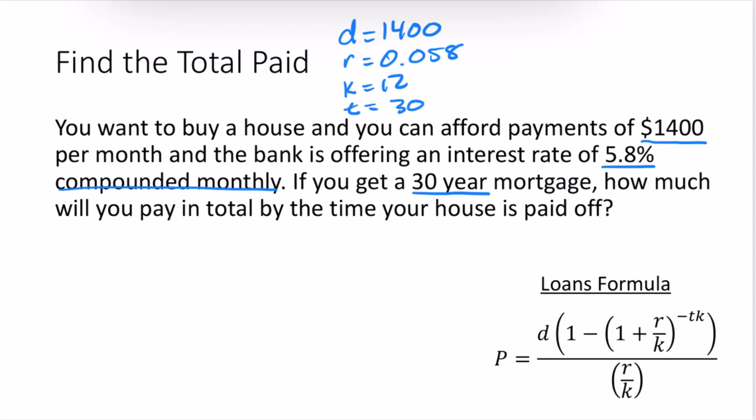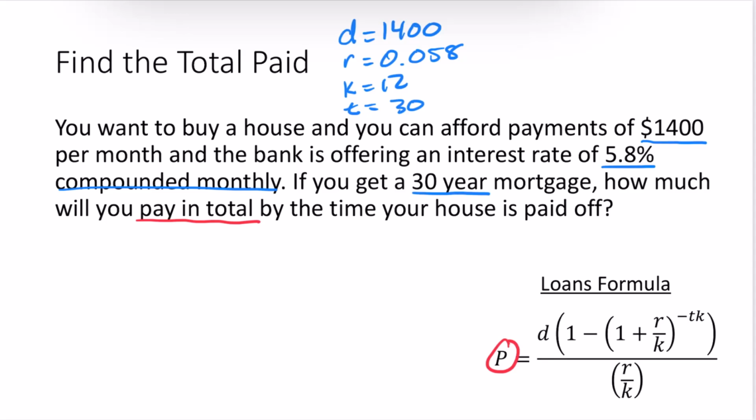And so if we want to find the total amount that we will pay by the time your house is paid off, we could use the loans formula to figure out P, but P isn't going to be the amount that we pay in total because P is just the amount that we borrowed, the initial amount of the loan, but we're ultimately going to be paying more than that because we're not only paying back the loan, we're also paying interest.